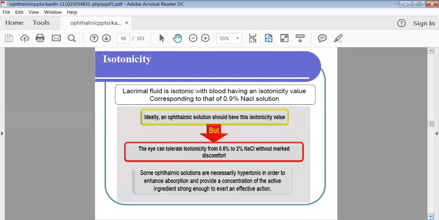Generally, when we are adding the preparation into your eye, there is one range, from 0.6% to 2%. Such sodium chloride solutions may cause marked discomfort, or they are not tolerated by the eyes. There is redness, itching, or irritation. Such problems may arise if you add 0.6% to 2% sodium chloride solution.